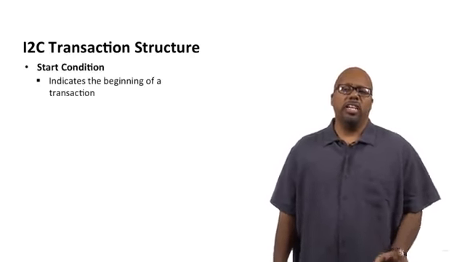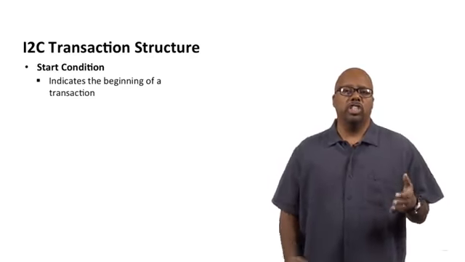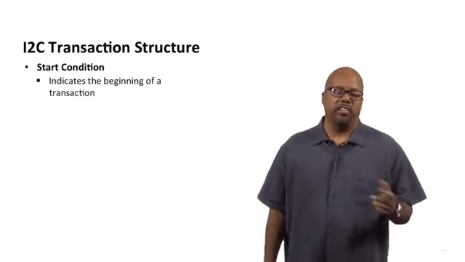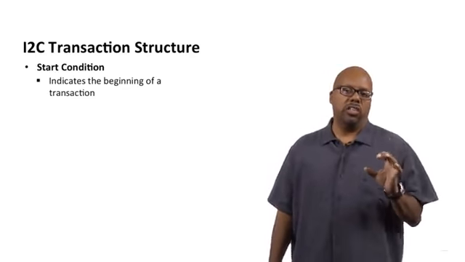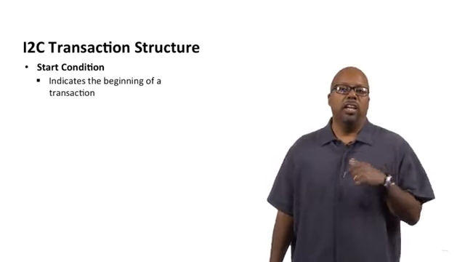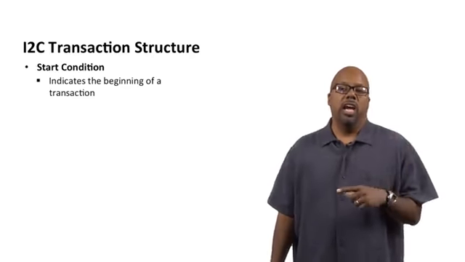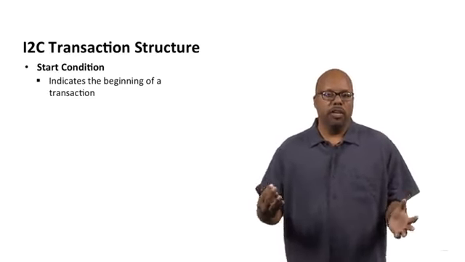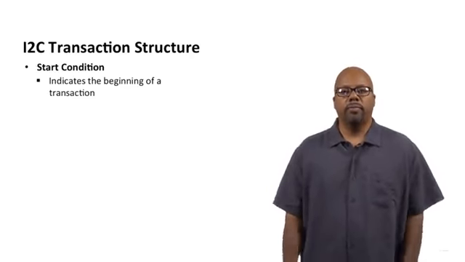So every transaction starts off with a start condition. A start condition is a condition on the two signals, the SDA and SCL, that indicates the beginning of the transaction. I'll show you what that is on the next slide. Once the master creates a start condition on the bus, the slaves are all listening to the bus, and they look for the start condition. When they see it, they essentially perk up their ears. They start listening because they know that a transaction is about to start.